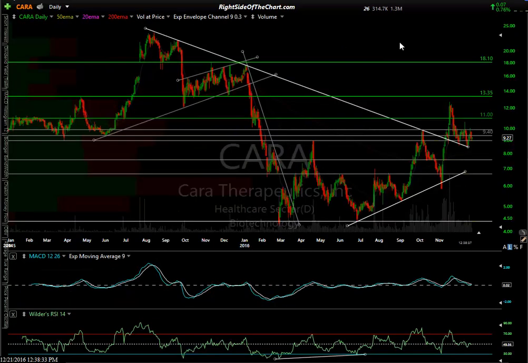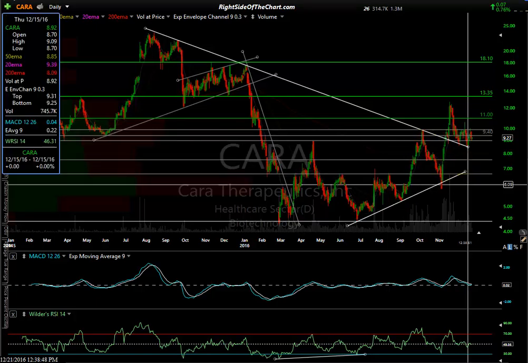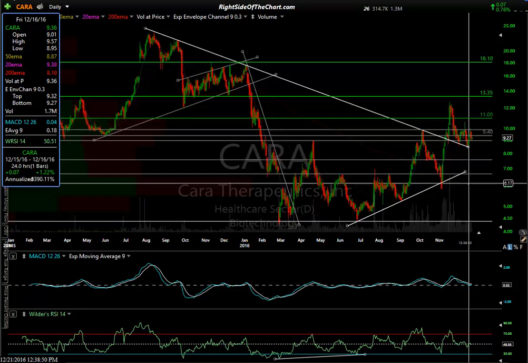KRE, this one, CARA Therapeutics, has been an unofficial trade several times in the trading room, going all the way back to here. I think we had this basing pattern breakout. I've traded this one long and short. It was an official trade somewhere in here with a stop, I think, below $6.